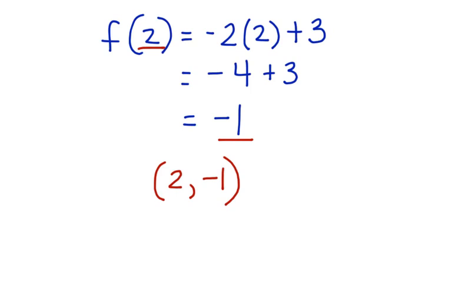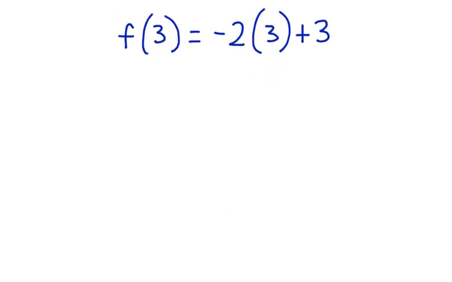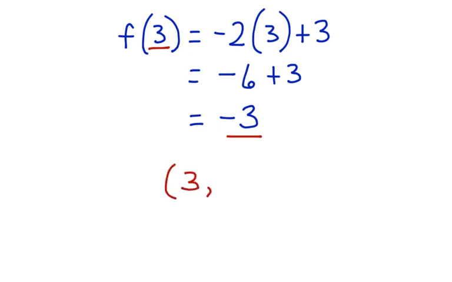Now let's look at finding the function of 3. Here we have that the function of 3 is equal to negative 2 times 3 plus 3. When we evaluate this, we have negative 6 plus 3, and finally we end up with the output of negative 3. Again, we have an x value and a y value. Our ordered pair is 3, negative 3.